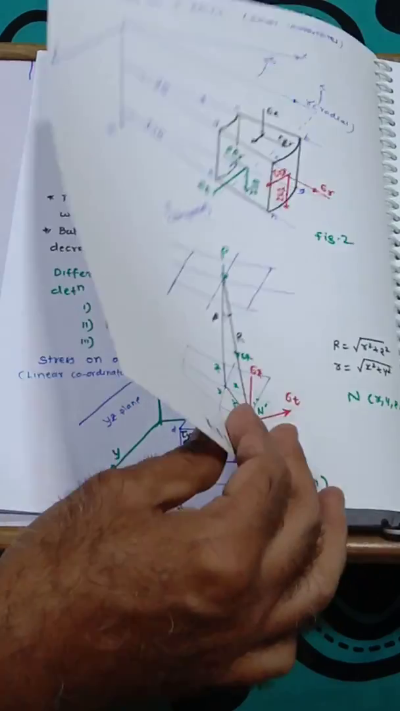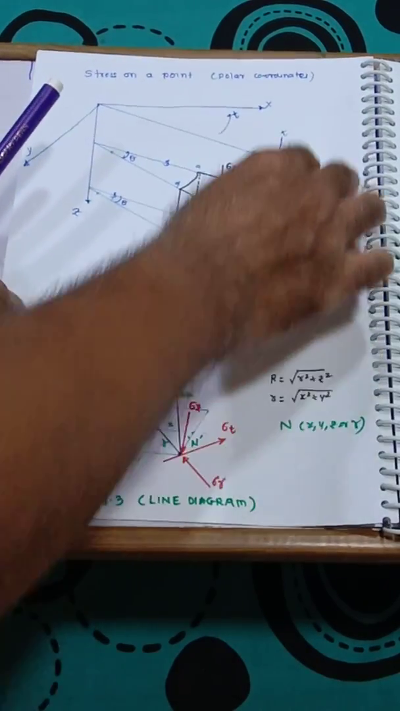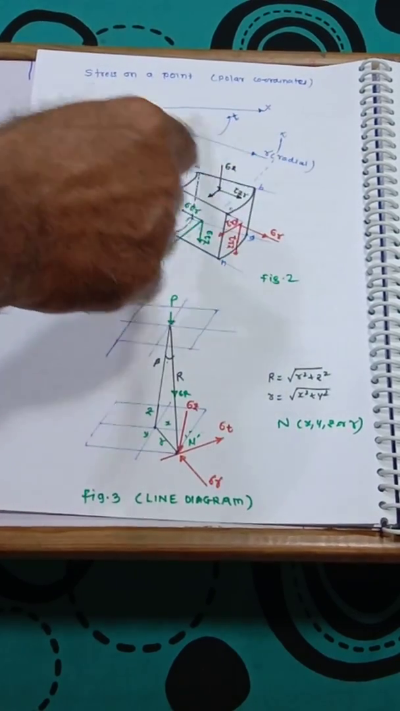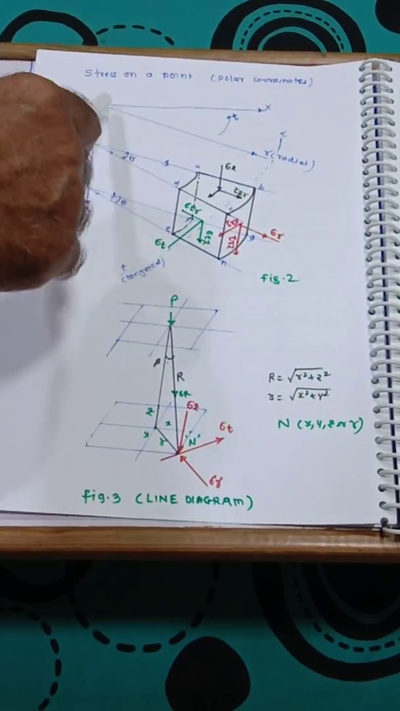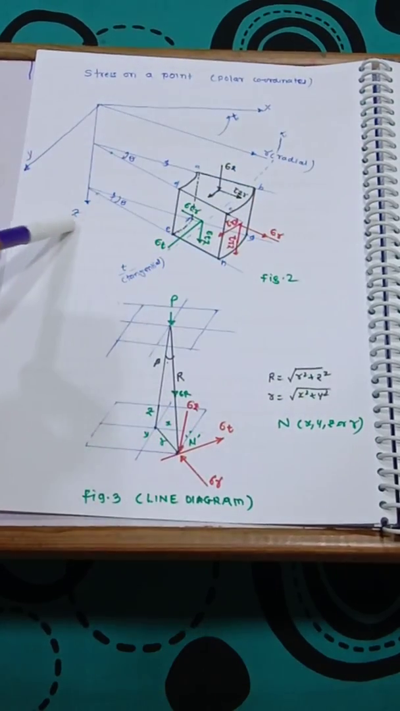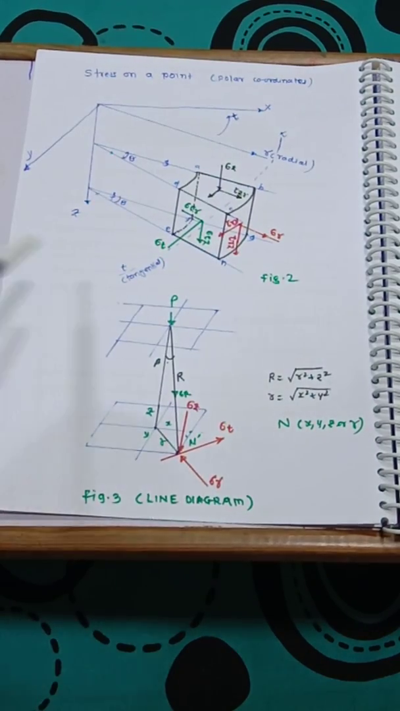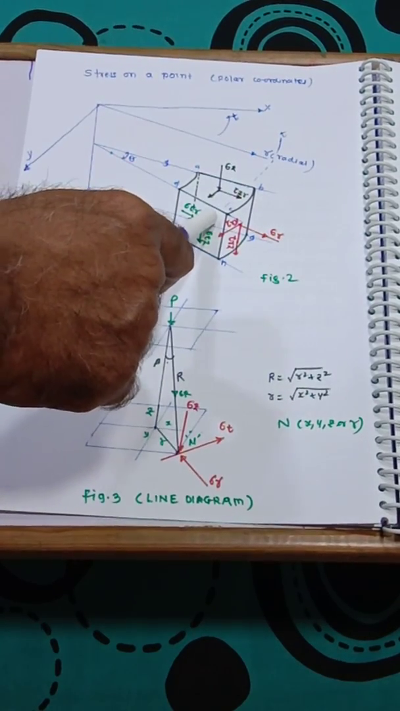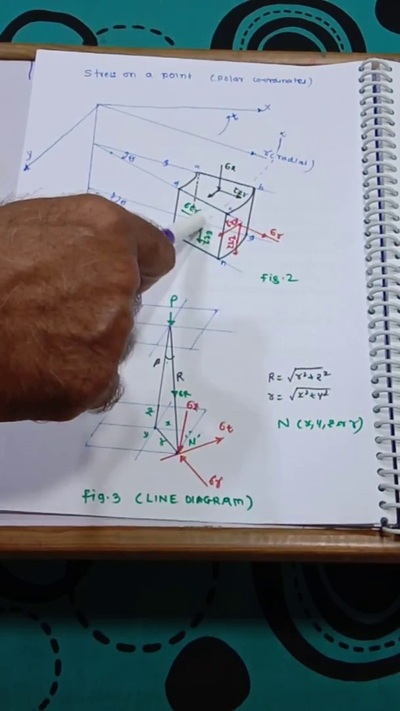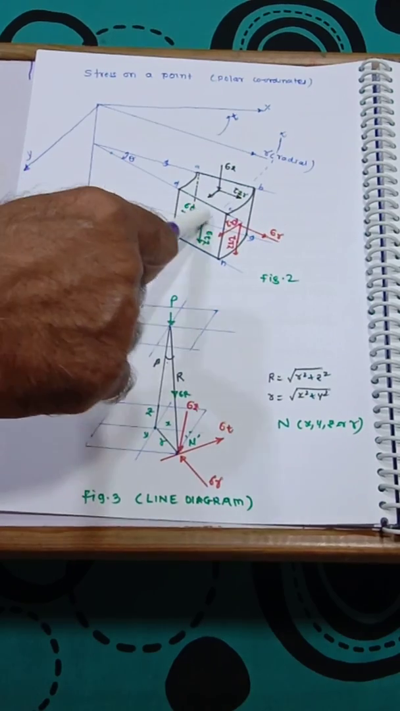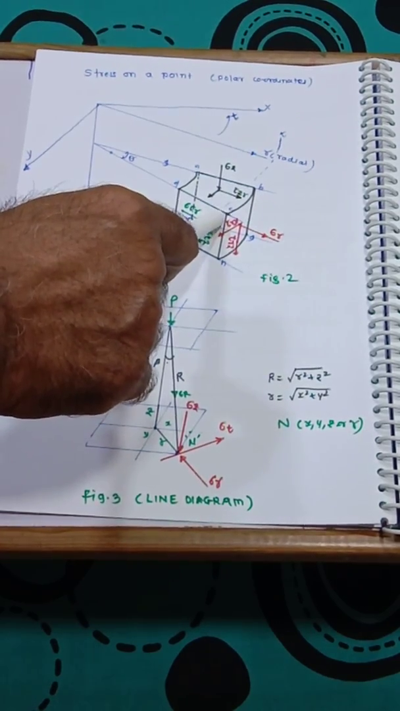Similarly, the same element in polar coordinates. Earlier it was in linear coordinates. In polar coordinates, we consider x, y, and the radial r. So this radius r will move in this direction. Let us consider one similar element again. It is at a distance of z, and the center of this mass is at a distance r away.